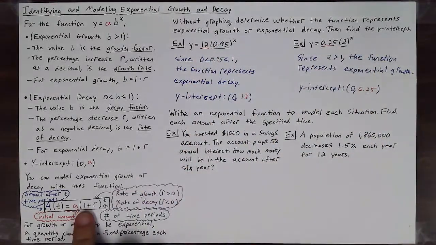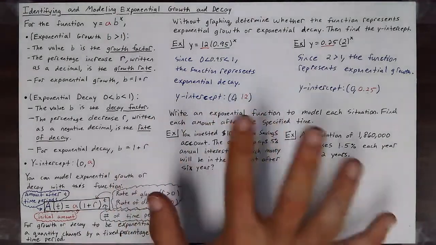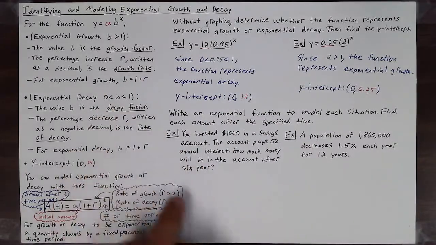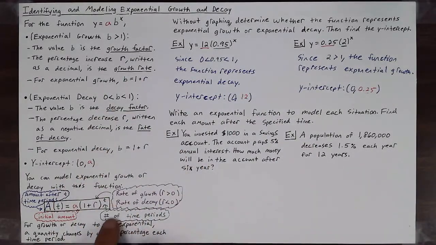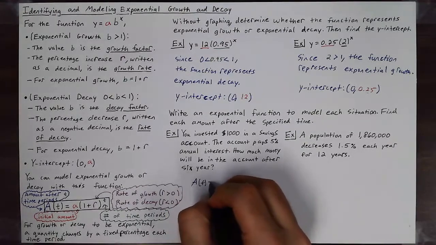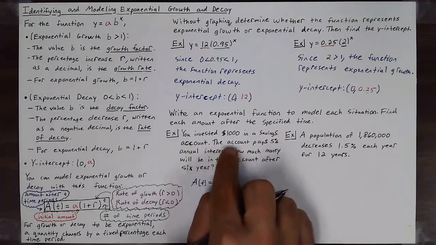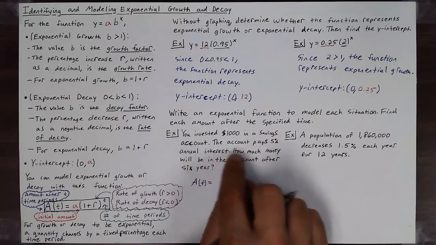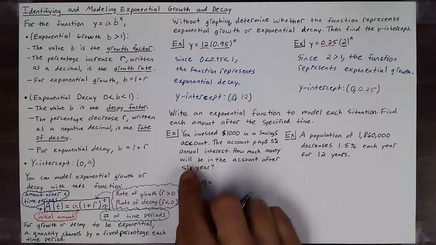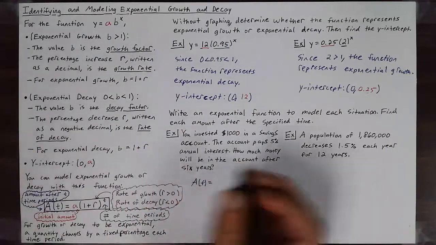Then on the inside of the function, instead of using b, you'll use 1 plus r instead, with r being whatever the rate is of either growing or decaying. And we raise to the t power, which is typically the number of time periods that you're dealing with. So putting this into action, for this function, I'll have a of t will equal, you've invested $1,000 in a savings account. So the amount pays 5% annual interest, and how much money will be in the account after 6 years.